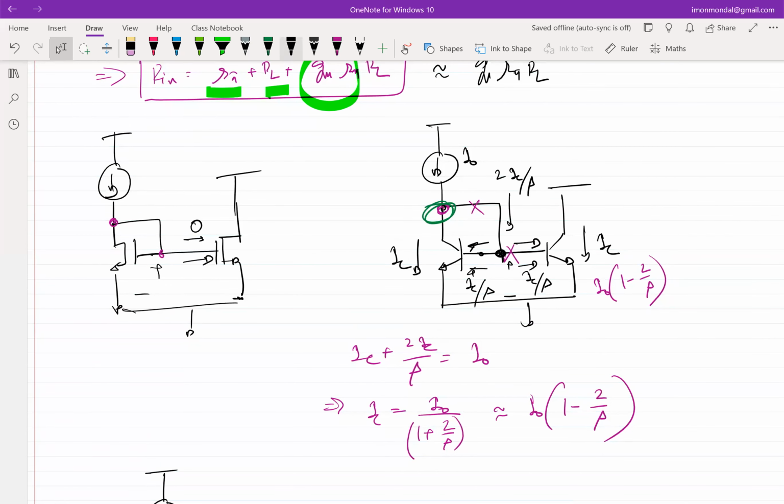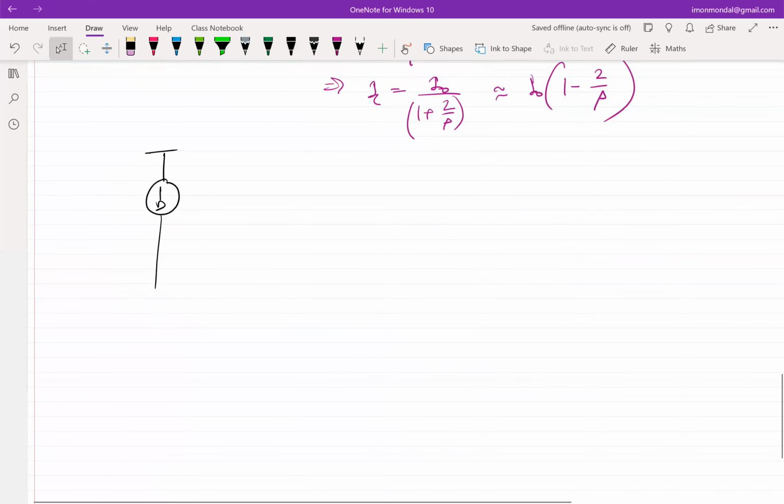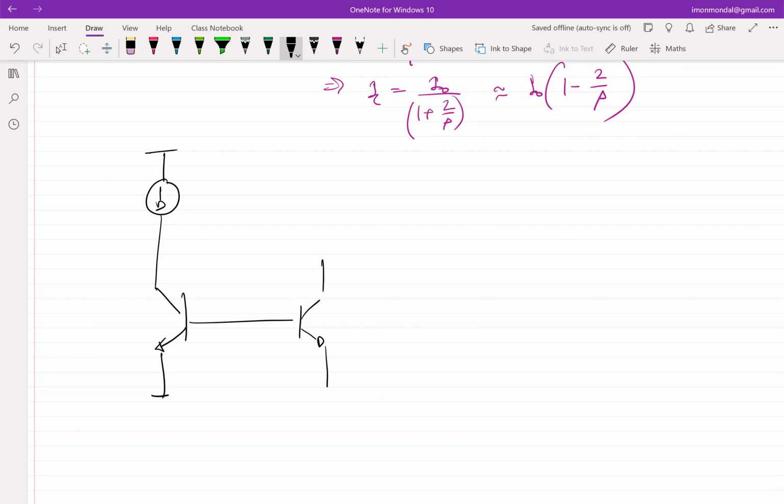Okay. So ultimately, we don't want any loading between these two nodes, but we want those two nodes to follow each other, right? So essentially we want a buffer. So the buffer, just like in case of a MOSFET, in case of a BJT, you put a source follower.